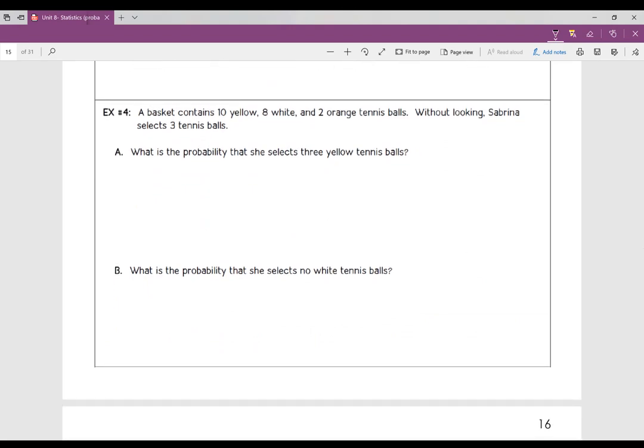Okay, and this next one. A basket contains 10 yellow, 8 white, 2 orange tennis balls. Without looking, she just pulls out 3 tennis balls. So first off, how many tennis balls are there? There are 20 tennis balls. So she randomly pulls out 3. So what's the probability she selects 3 yellow tennis balls? So in the beginning, there are 10 yellow tennis balls out of 20. And then there are 9 tennis balls out of 19. And then there are 8 tennis balls out of 18.